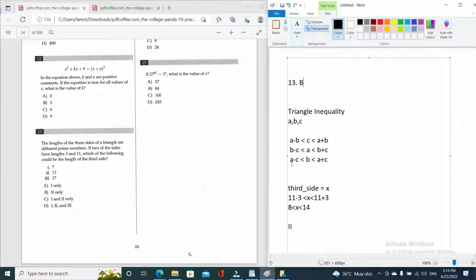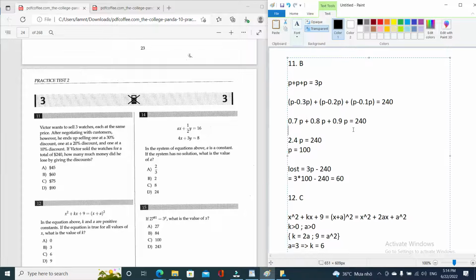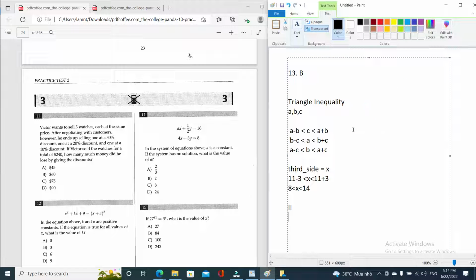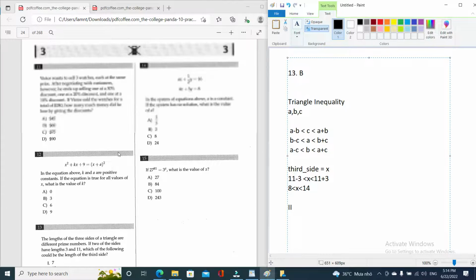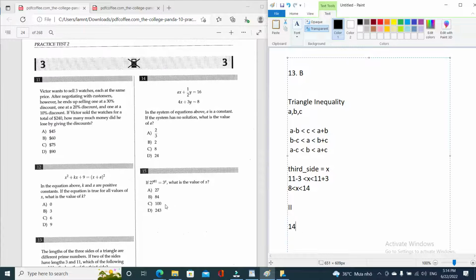I think 13 is B. It's probably B, I don't think I'm wrong. Let's check it later. Number 14.